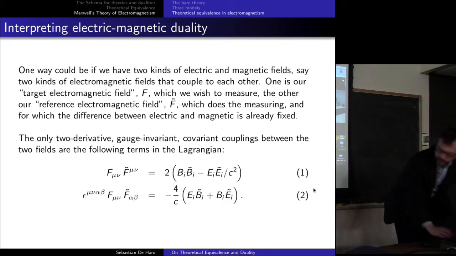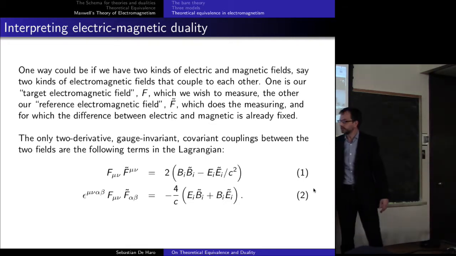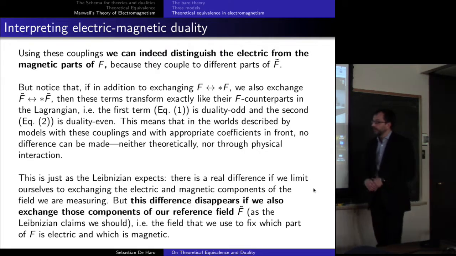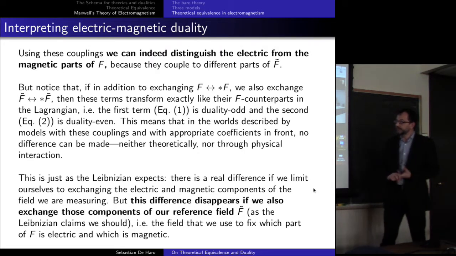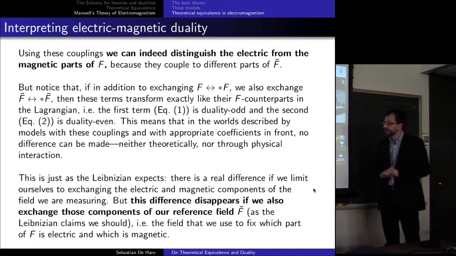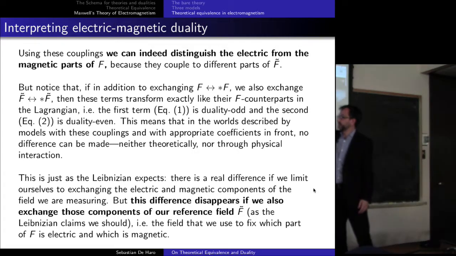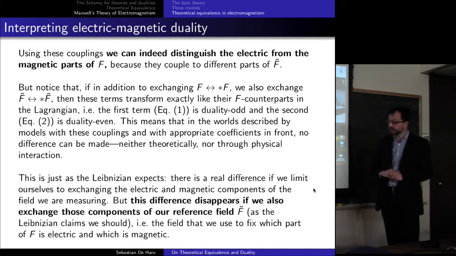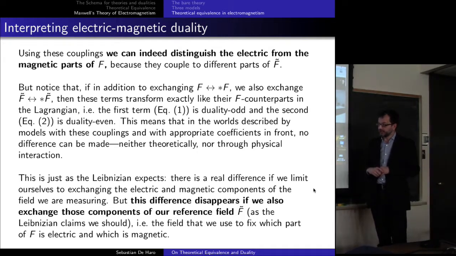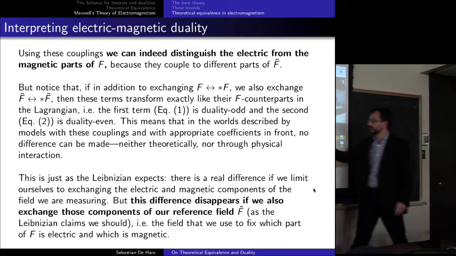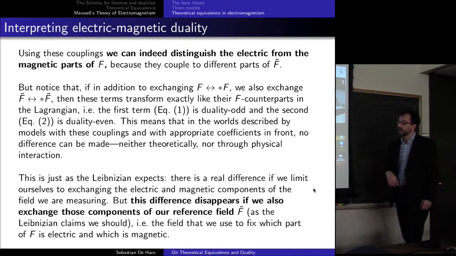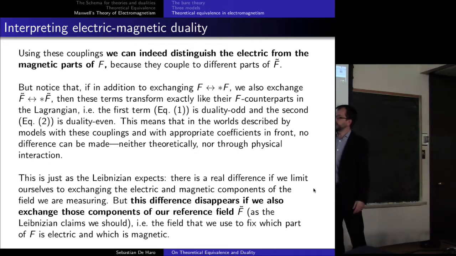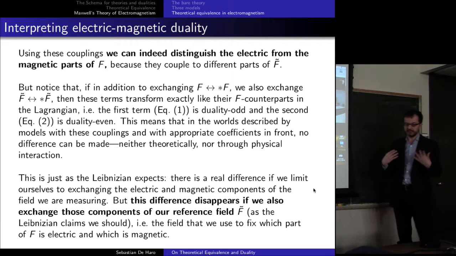So those are the two couplings that would allow us to fix whether we are measuring something that is electric or magnetic. So using these couplings, we can indeed distinguish electric from magnetic, because they couple to different parts of F. So this distinction between electric and magnetic can be established once we have fixed the distinction for F tilde. But this is very much like a Galileo ship scenario. We are taking F tilde to be our reference frame, which doesn't change.